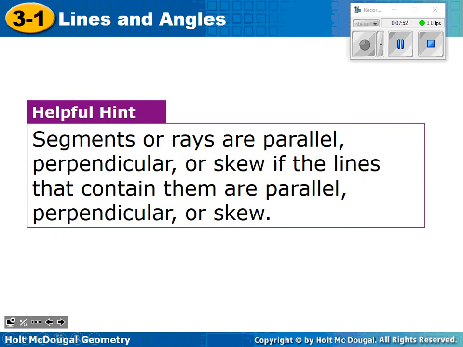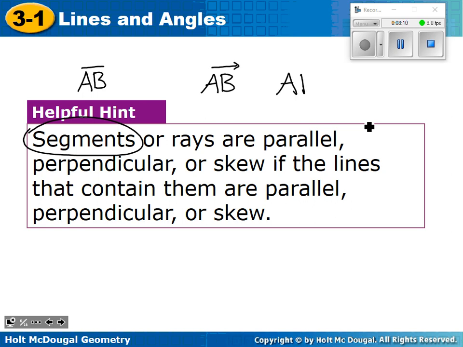Oh, be careful here. Super picky notation, but when you get to the homework or the test in chapter 3, if it says to name parallel segments, make sure that you're naming segments. If it says parallel rays, make sure you're naming rays. If it says parallel lines, make sure you're naming lines with correct notation. Okay? You don't want to miss points over something simple about just your notation was off.